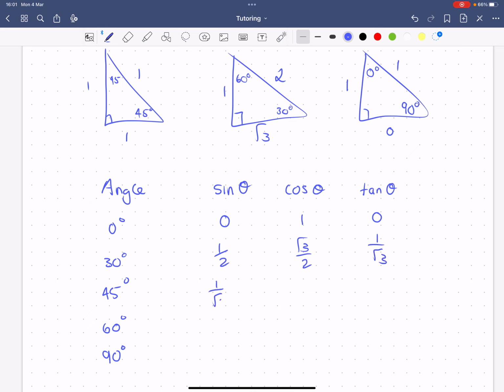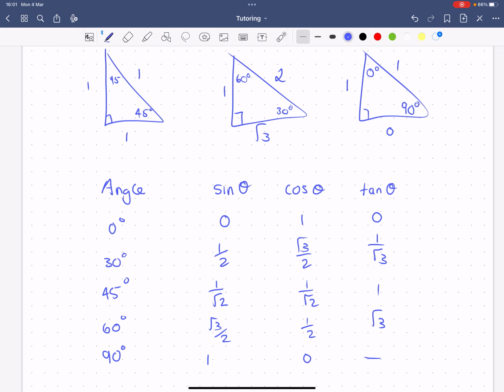Now we can keep going. We can keep filling these in, and we're going to get this special table here. This is what we call our exact value table. I'm going to stop when I get right here, because if we have a look at tan of 90, we get opposite over adjacent, 1 over 0. We're not allowed to divide by 0, so we say it's undefined. If you type tan of 90 into your calculator, you will get maths error. So we say it's infinite or undefined.